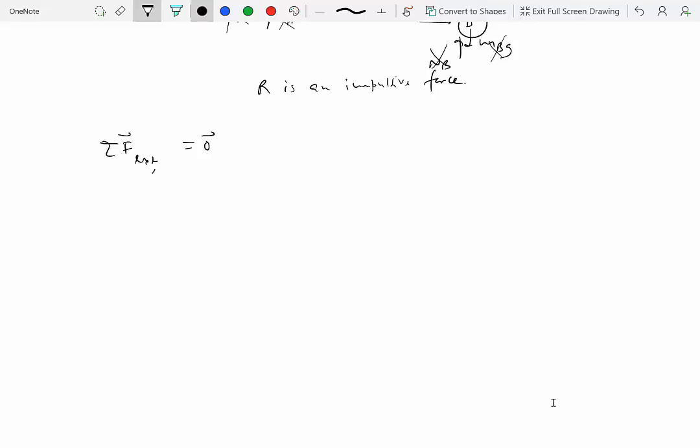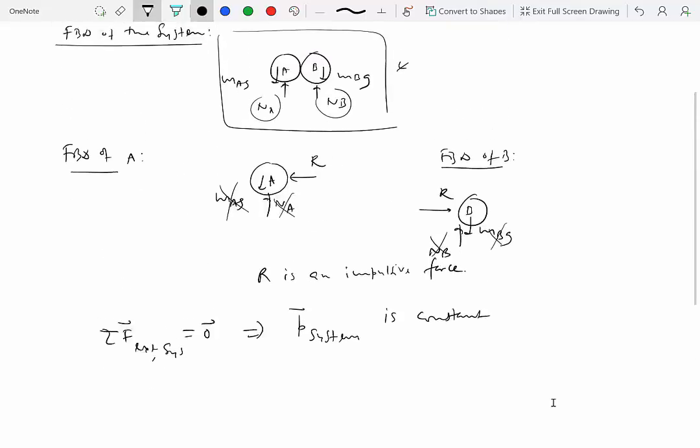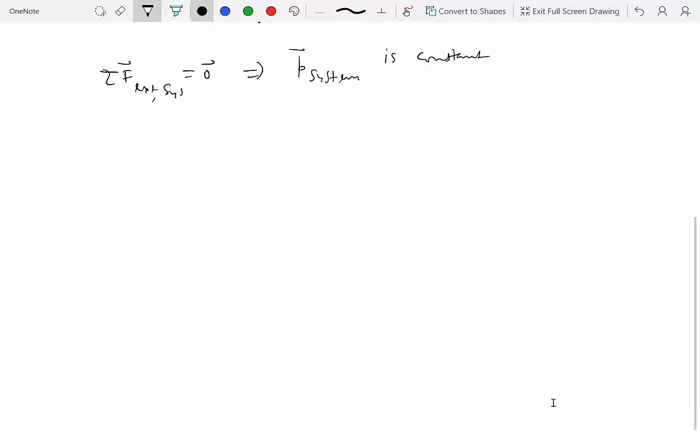And sigma F external on the system, so let me say system, right? And that means that the linear momentum of the system is constant or conserved, right? So before the impact, the linear momentum of the system should be same as the linear momentum of the system after the impact. And that means we are saying that we can apply conservation of linear momentum principle to this particular problem.